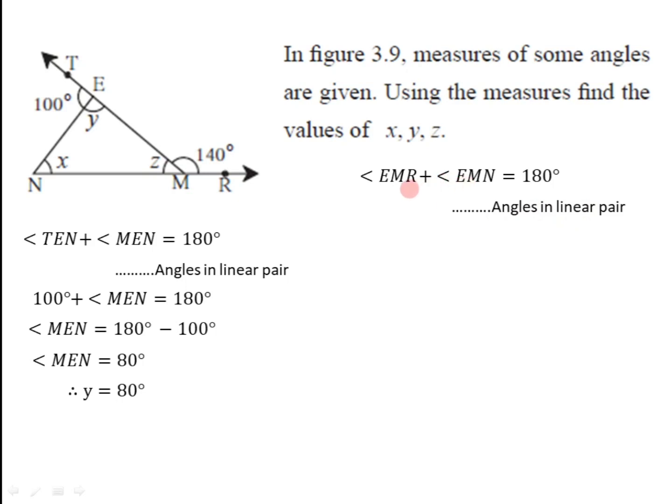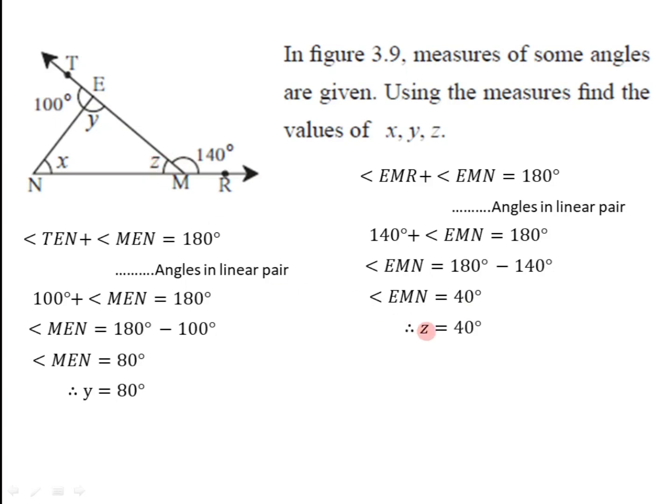If we replace the measure of angle EMR by 140 degrees, which is given, we get 140 degrees plus angle EMN is equal to 180 degrees. So angle EMN is equal to 180 degrees minus 140 degrees, that's 40 degrees. So angle EMN, which is represented by the variable z, has value of z equal to 40 degrees.